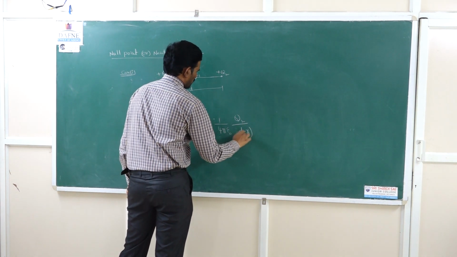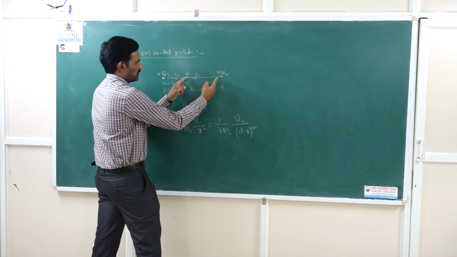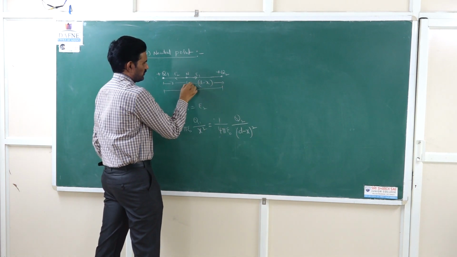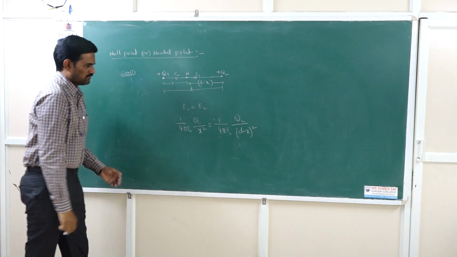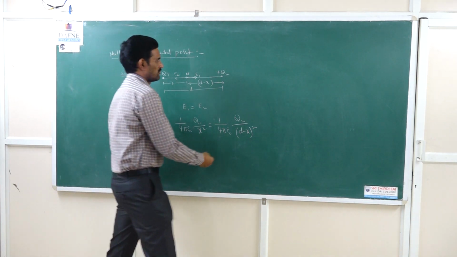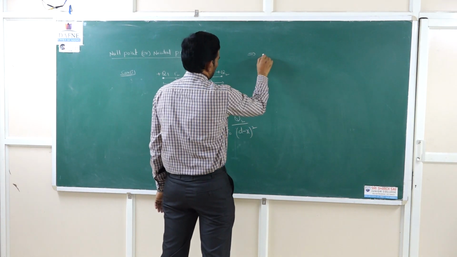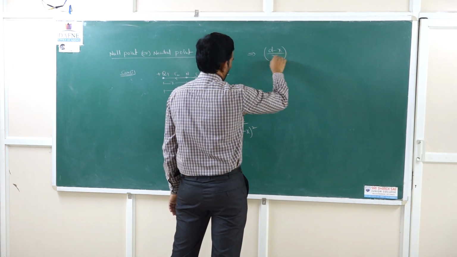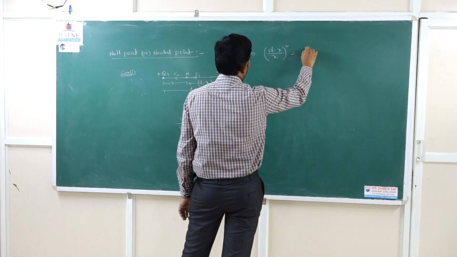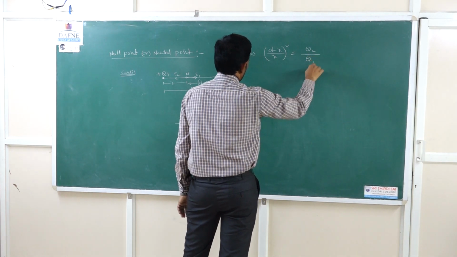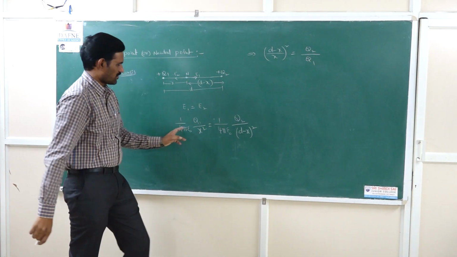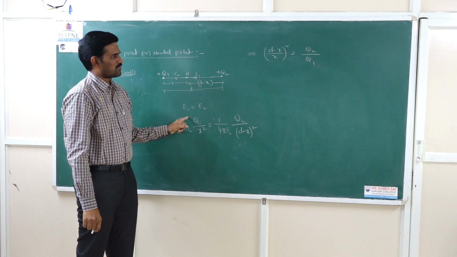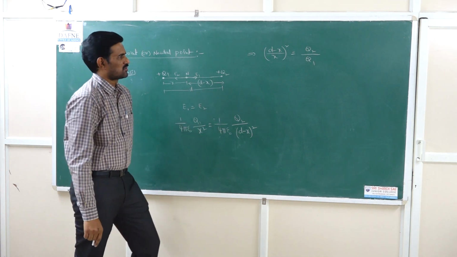The distance from Q2 will be d minus x whole square, this distance. And now let us simplify this. So I am writing the equation as (d minus x) by x whole square is equal to Q2 by Q1, just by rearranging the terms. This constant 1 by 4 pi epsilon naught will be cancelled. This d minus x I am writing here, so that this Q1 goes to here.